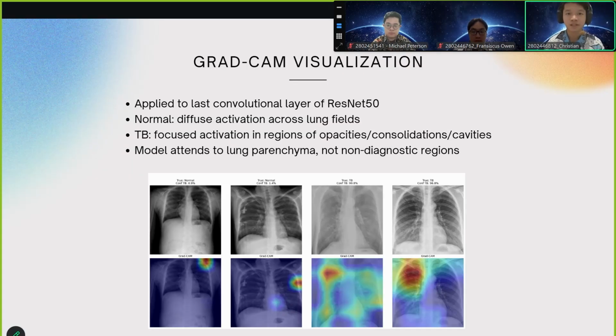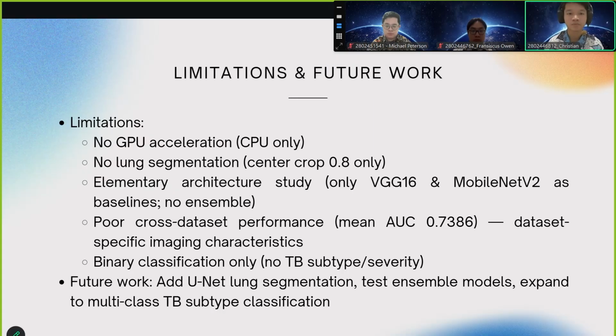For interpretability, we applied Grad-CAM to ResNet 50's last convolutional layer. For normal cases, activation is diffuse across the lung fields. For TB cases, activation concentrates on the specific regions where opacities, consolidations, and cavities typically appear. Crucially, the model attends to the lung parenchyma rather than background or non-diagnostic regions, evidence that it's learning clinically meaningful features, not shortcuts.